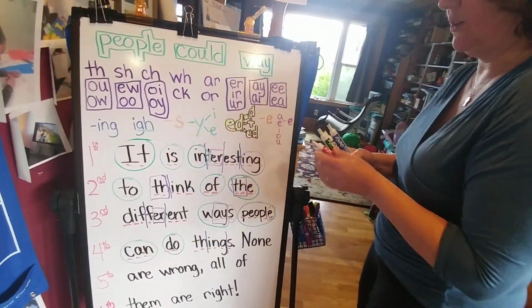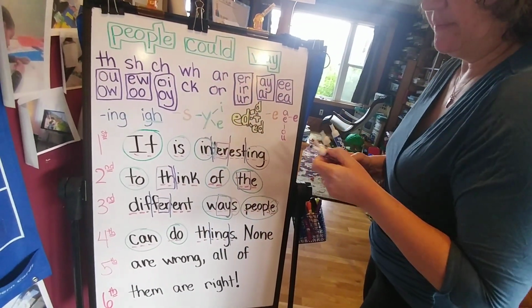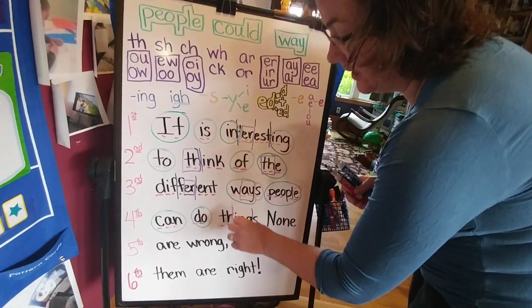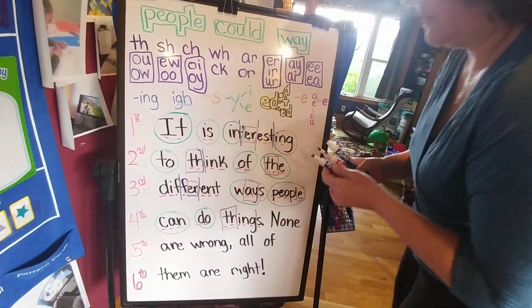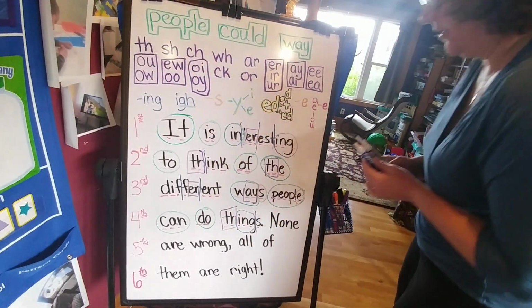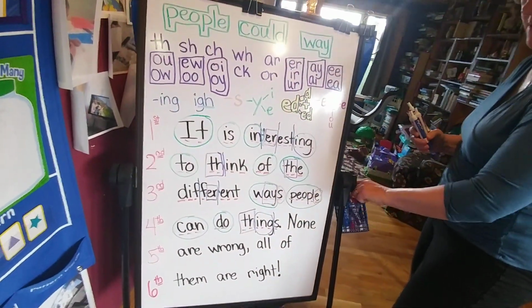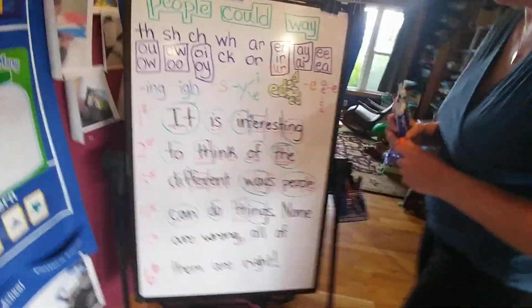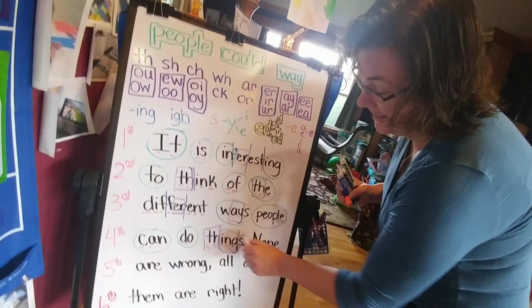Things. T-H-I-N-G-S. Ooh, lots going on in there. What do you see? T-H. Letter pair T-H. I-N-G. And the S. S for more than one. Yeah, they're all working hard to make that a word.